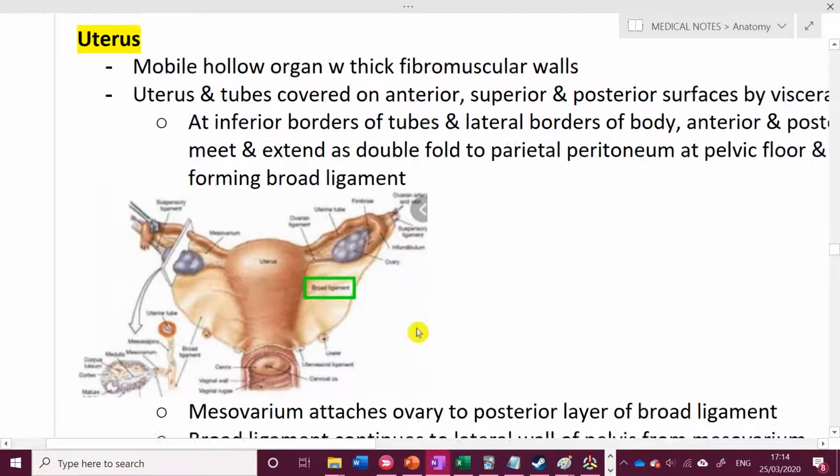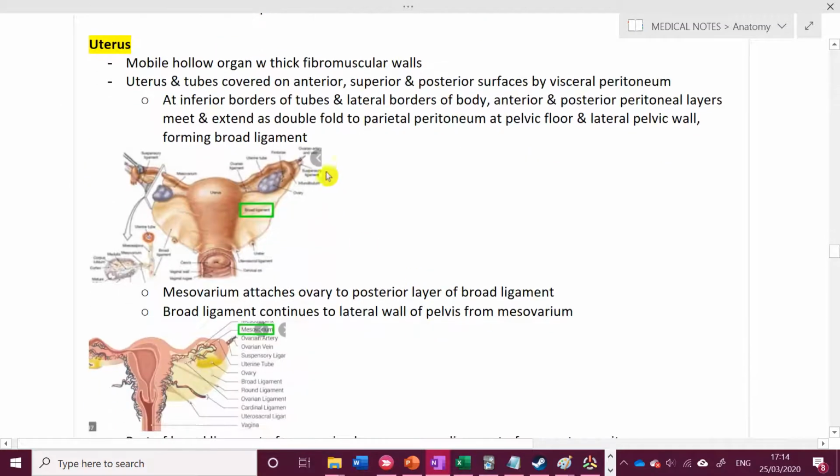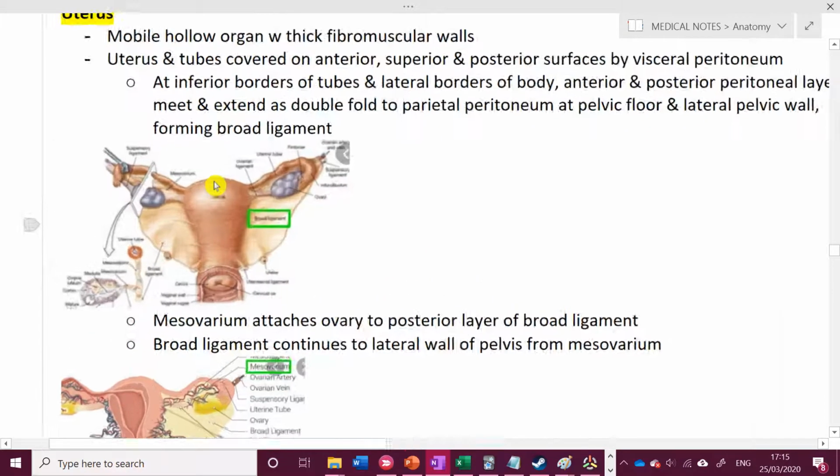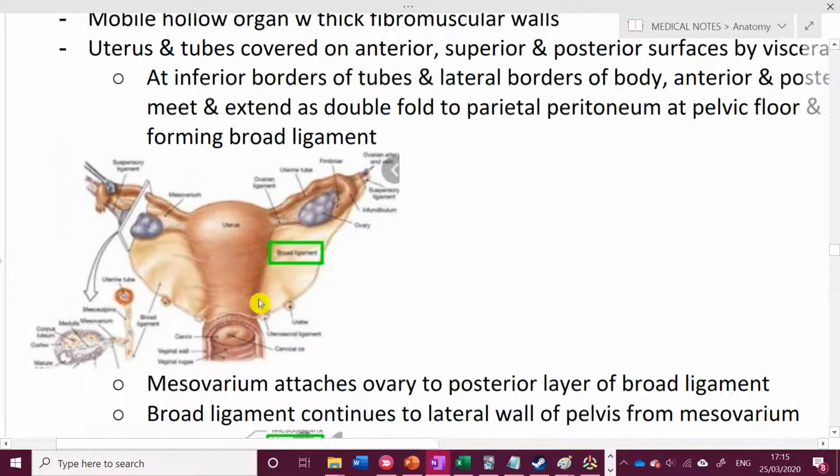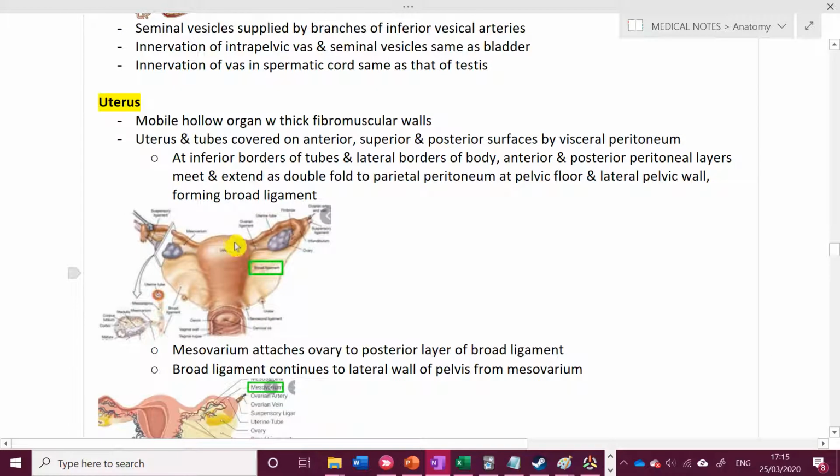The uterus is a very mobile and hollow organ with thick fibromuscular walls. It's a reproductive organ that's only present in the female. And the uterus and tubes are covered on the anterior, superior and posterior surfaces by the visceral peritoneum. So it's covered by peritoneum. At the inferior borders of the tubes and the lateral borders of the body, the anterior and posterior peritoneal layers meet and they fold to form this broad ligament. So it's a double fold of parietal peritoneum at the pelvic floor and the lateral pelvic wall.